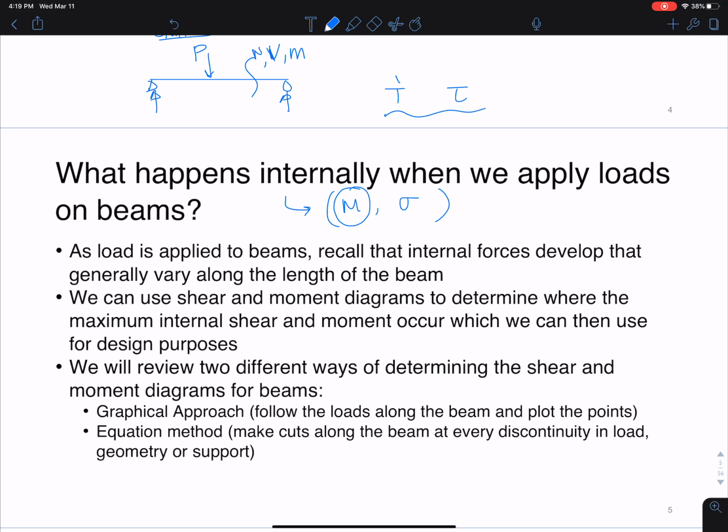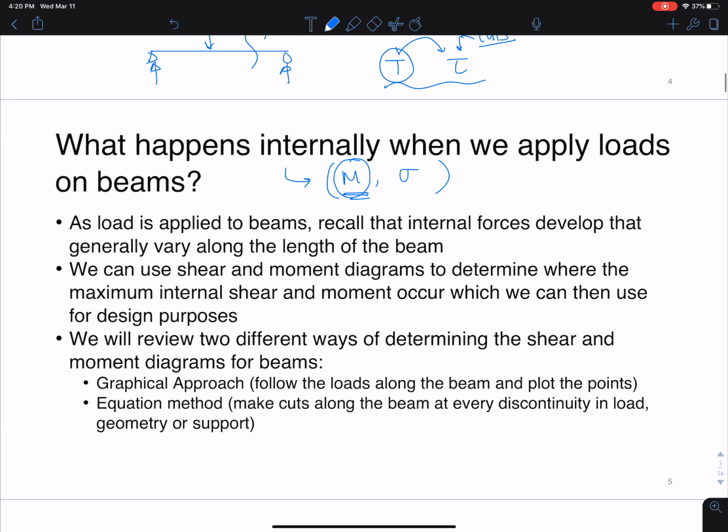Because just like we related internal torque and tau, we need to figure out how to get the internal moment. We made all these cuts to get internal torque, and then we were able to plug it into that formula. We need to make sure we're really good at getting this moment. So this is going to give us a little bit of a statics review here, because how do we find the moment? We make a cut, right?